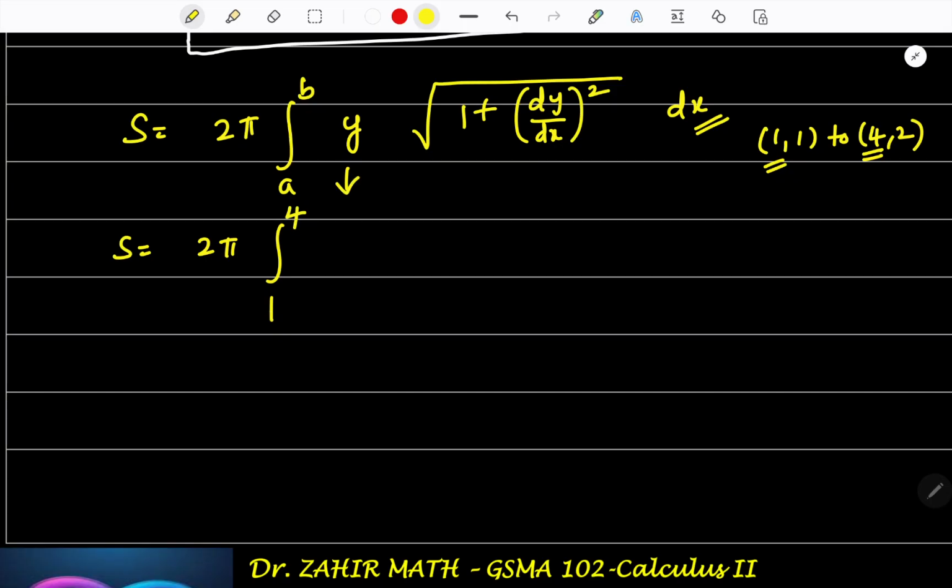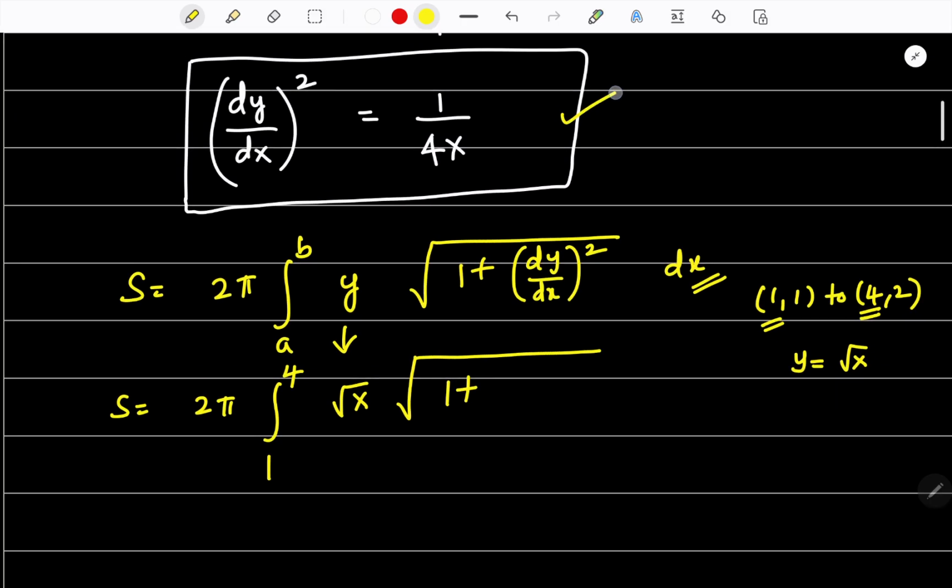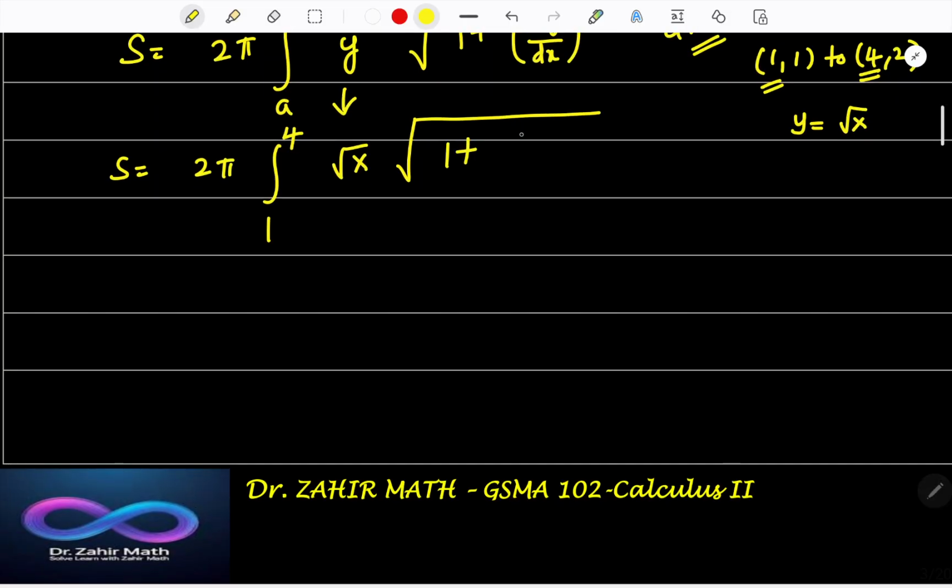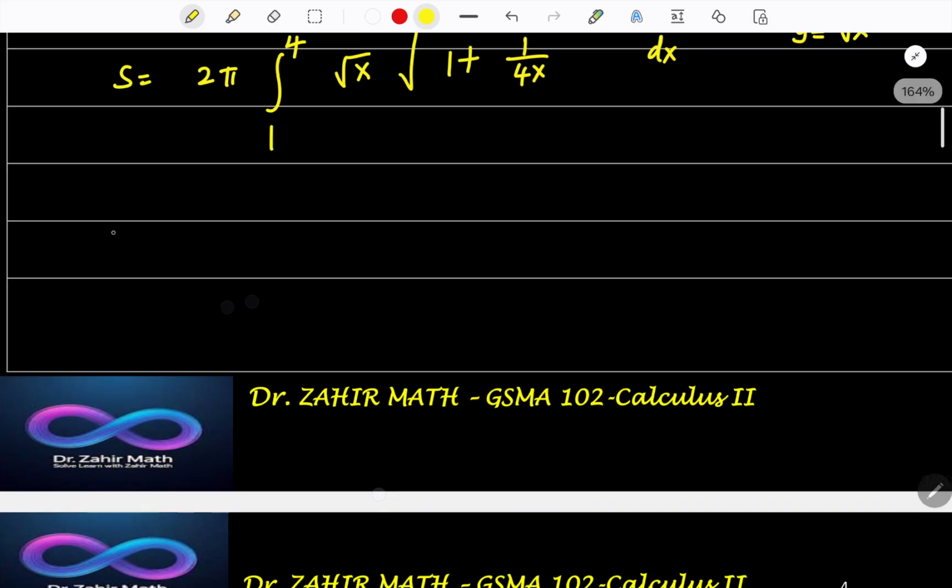Right. y is given in the question, which is y is equal to root x, so square root of x, right? And the square root of 1 plus, what is your (dy/dx) squared? Just now we calculated, which is 1 divided by 4x, dx, right? So S is equal to 2 pi integral 1 to 4 square root of x.